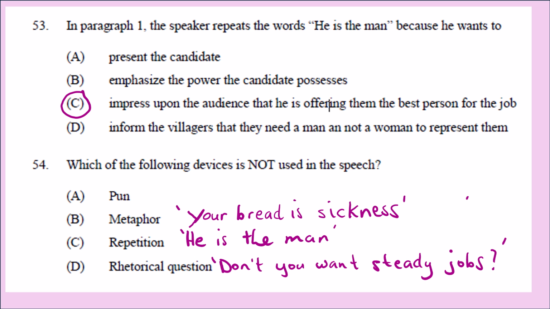Question 54. Which of the following devices is not used in the speech? A. Pun, and that's the one we'll select because a pun is a type of humor and we didn't see any of that there. Metaphor we saw, such as your bread is sickness. We've seen repetition, like of the sentence, he's the man. We've seen rhetorical questions, such as, don't you want steady jobs?